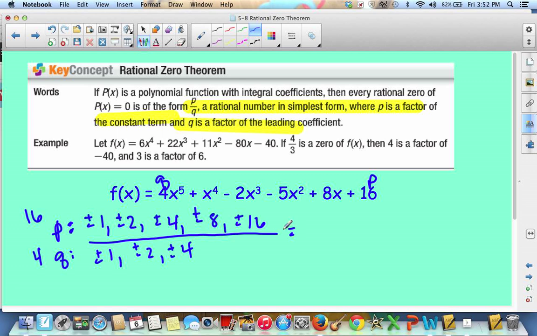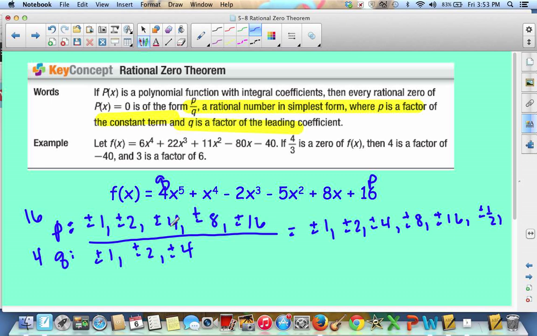So what are all our combinations then? Well, 1 divided by 1, so we know we're going to have 1. And then I just kind of go down the line here. We know we're going to have plus or minus 2, right? Because we're dividing by 1. I'm just thinking of all the combinations. We have 4 divided by 1, plus or minus 4, 8 divided by 1, and 16 divided by 1. So we have all those. 2 divided by 2 is 1. 2 divided by 4 is a half, so we're going to have plus or minus a half.